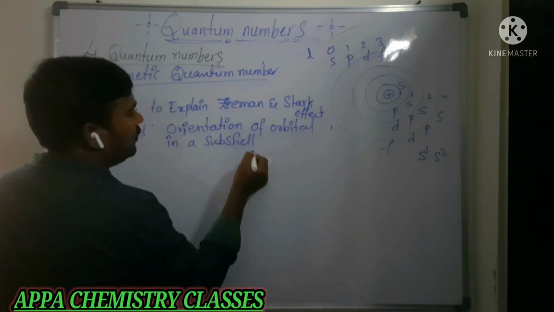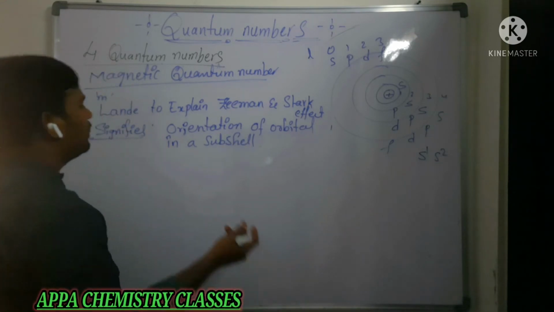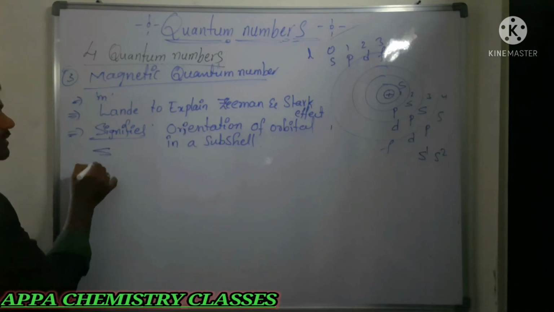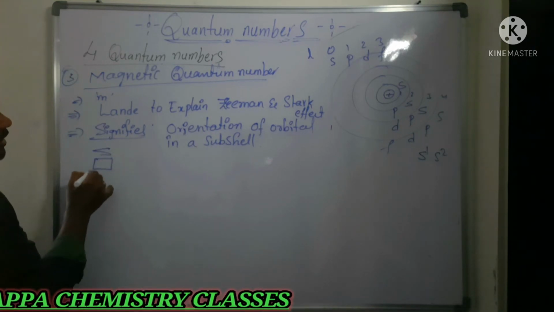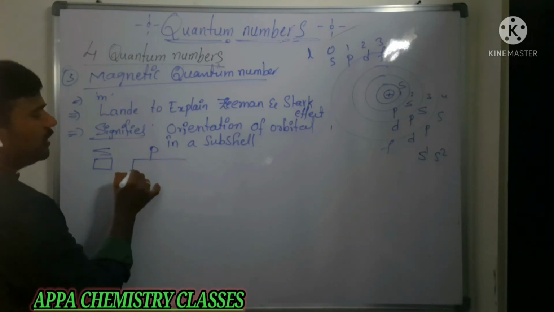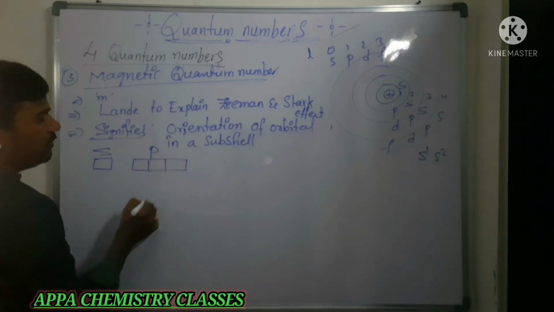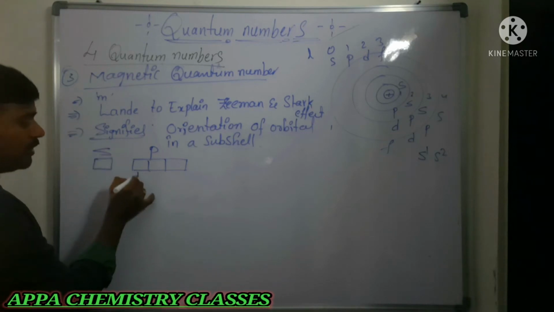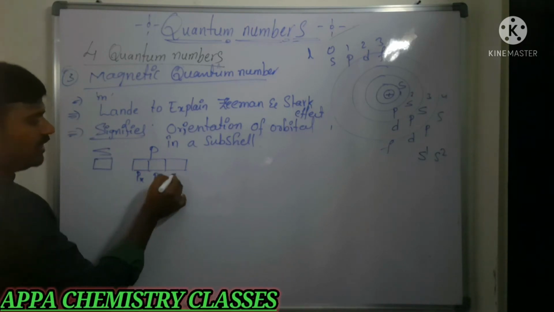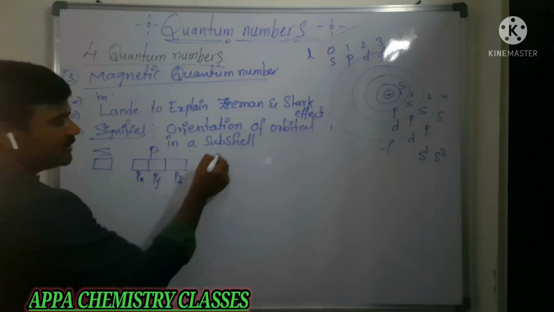How the orbital is oriented in a subcell is explained by the magnetic quantum number. If you are taking the S subcell, it contains only one orbital which is spherical. Whereas the P subcell contains three orbitals, so one orbital will be oriented along the x-axis, another along the y-axis, another along the z-axis.